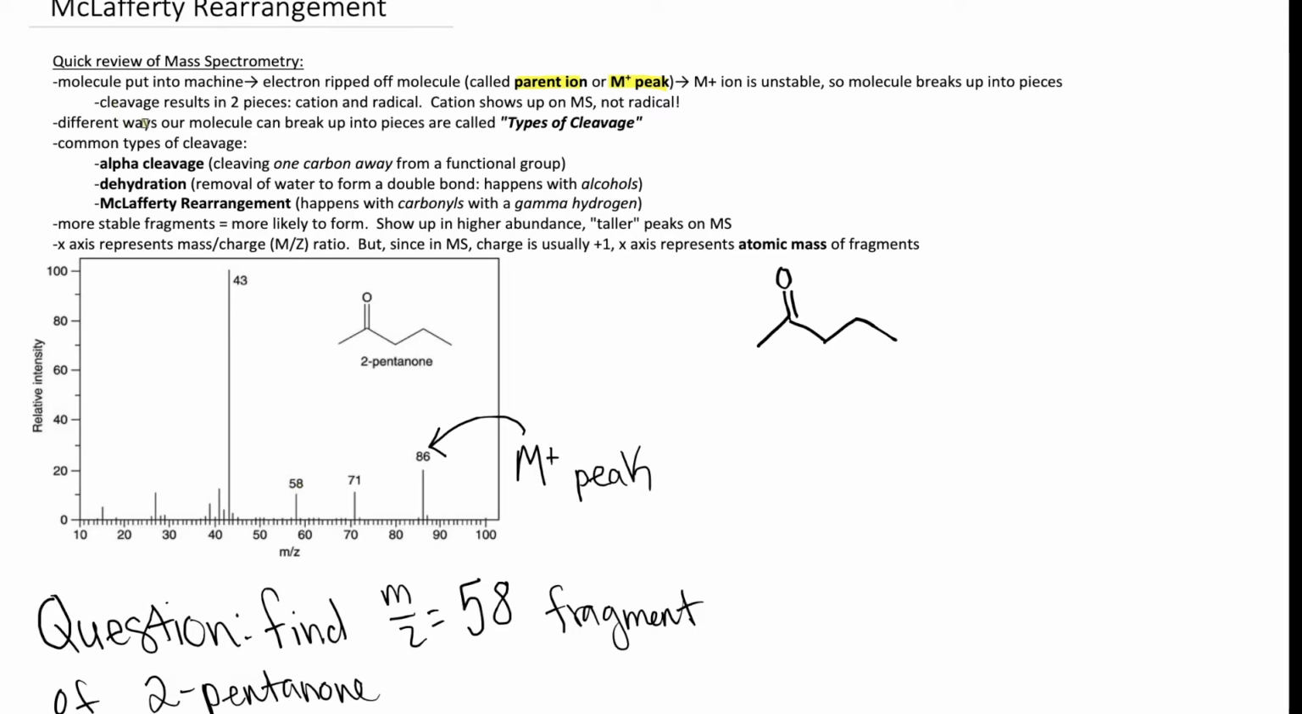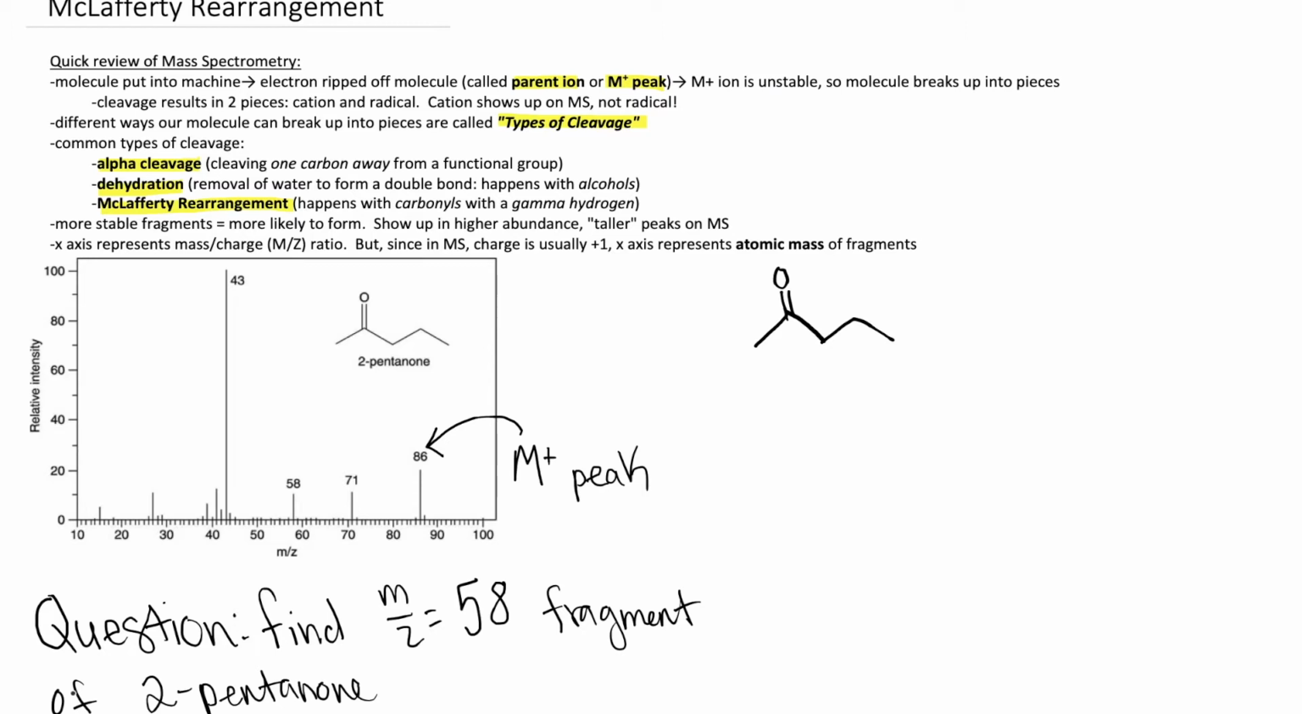The different ways that our molecule can break up into two pieces are called our types of cleavage. And we have three common types of cleavage: alpha cleavage, dehydration, and McLafferty rearrangement. The one I'm going to be discussing most today is McLafferty rearrangement.